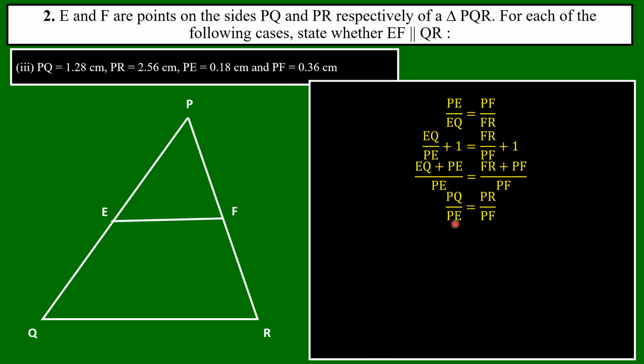So PQ upon PE and PR upon PF, means we started from this ratio and finally arrived here. So this is also valid for the line to be parallel, or for these ratios to be equal.